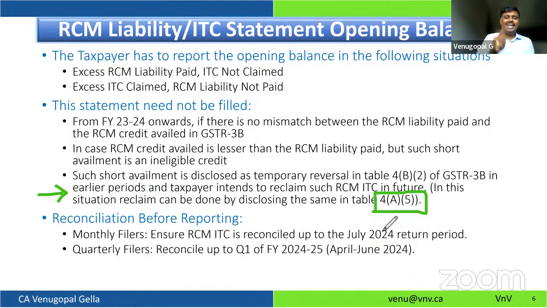So a reclaim of 4A1, 4A2, 4A3, 4A4 should not be in the respective original tables. It has to be part of 4A5. This advisory is giving in another way. So now the advisory is saying that do not report credit which is pending to be reclaimed in the opening balance. They are expecting you to disclose it in 4A5.